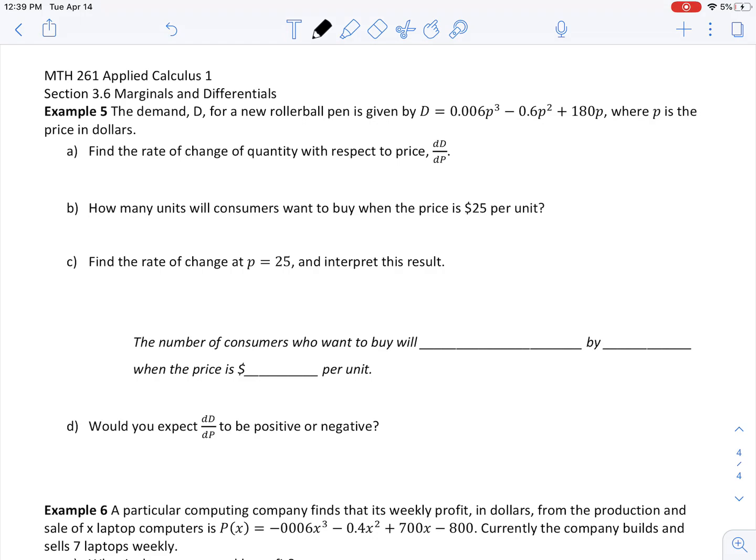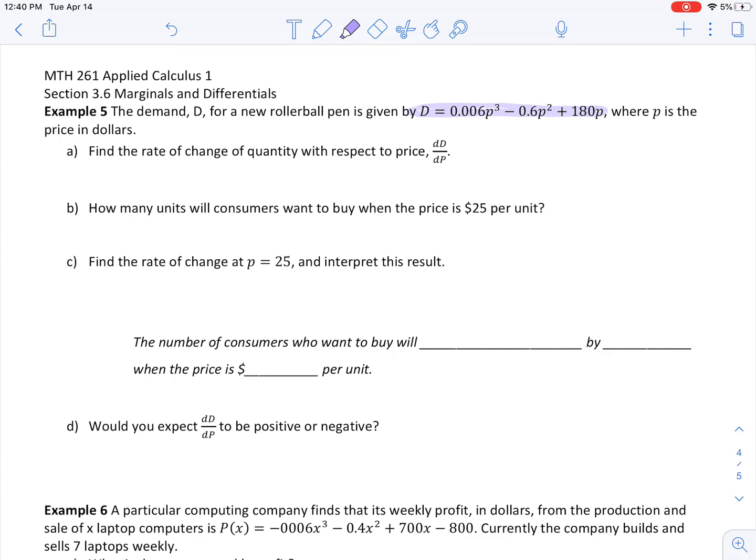The demand D for a new rollerball pen is given by D equals... This is the function. That's the demand function that we got. Where P is the price in dollars. It's a cubic function. First thing that we were asked to find is the rate of change of quantity with respect to price. So they want you to find the rate of change of quantity. Is that a good wording? It's the rate of change in demand with respect to price. But all right, we'll find it.